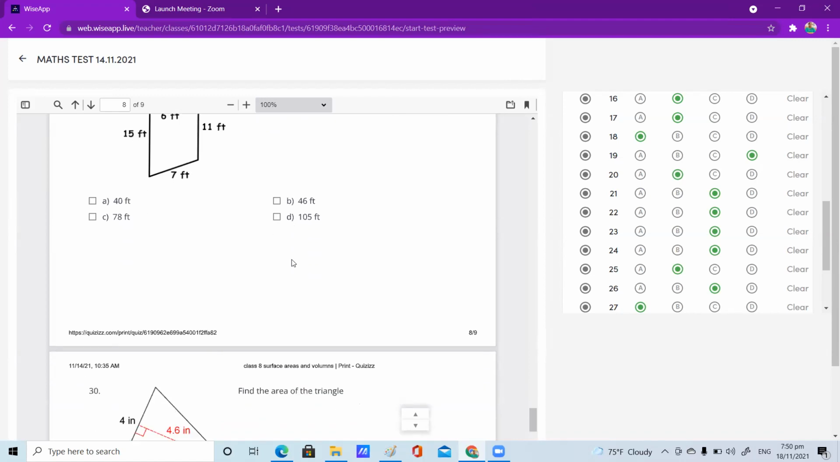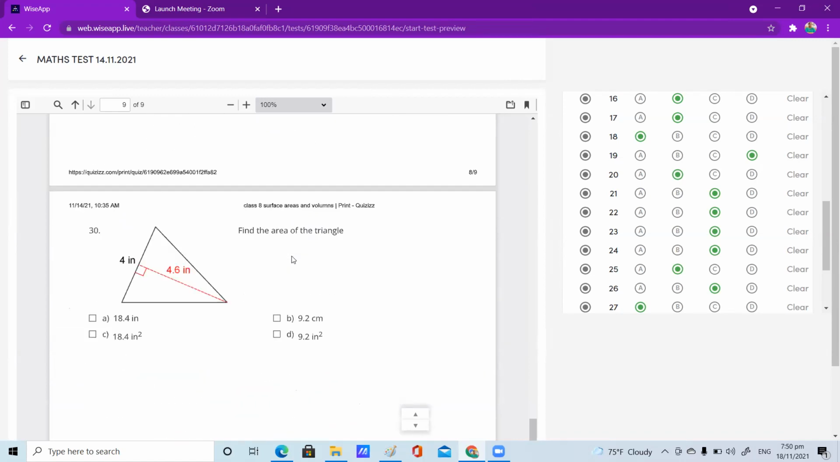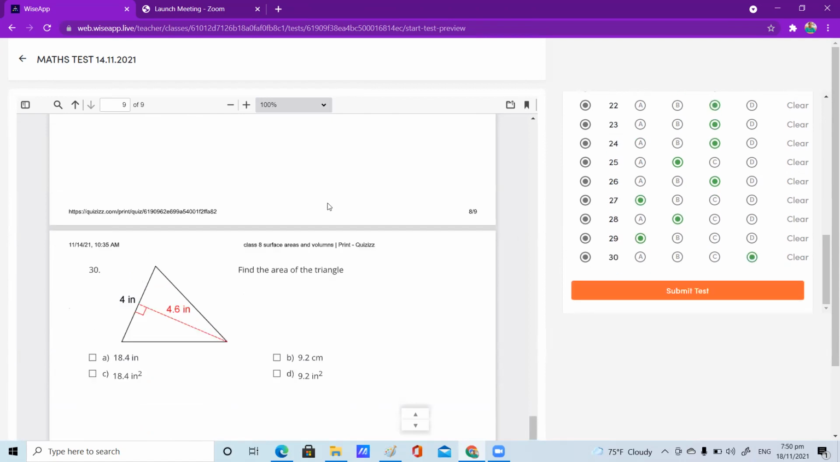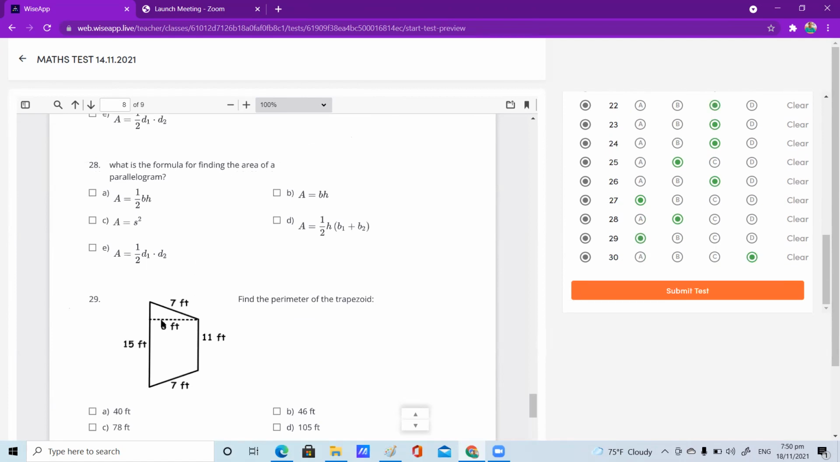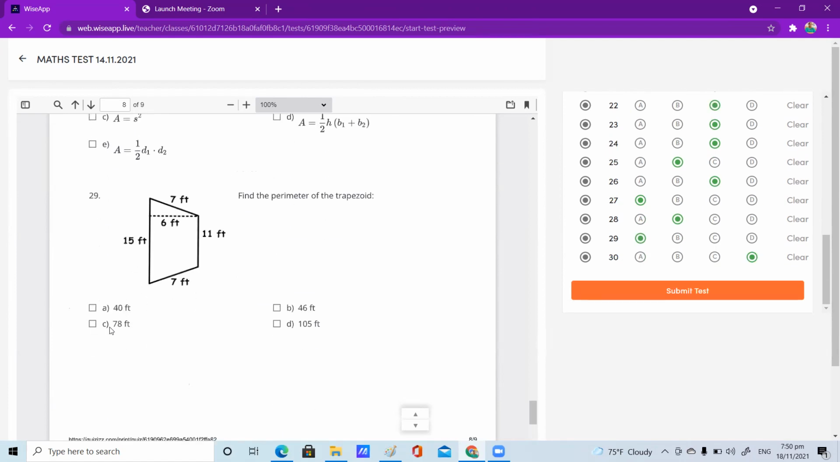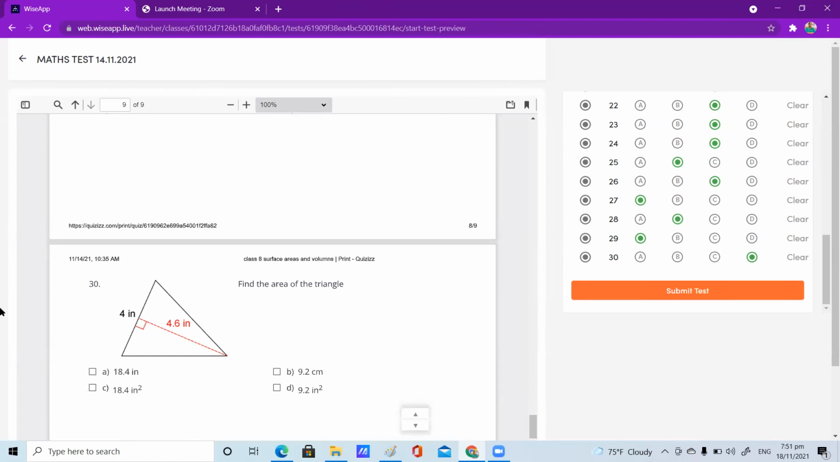Ma'am, the answer was A. It should be C, 70. No, it's not A, children. C only is correct. 13 times 6 is 78. C only, you will get marks for that, children. Yes, the option is given wrong here. 40 feet is given, it's wrong. 78 is correct. I'll correct that part also.